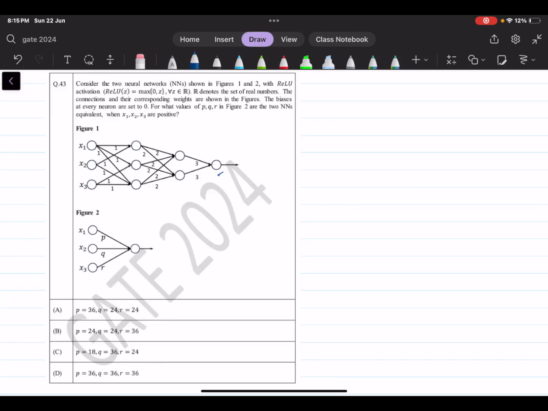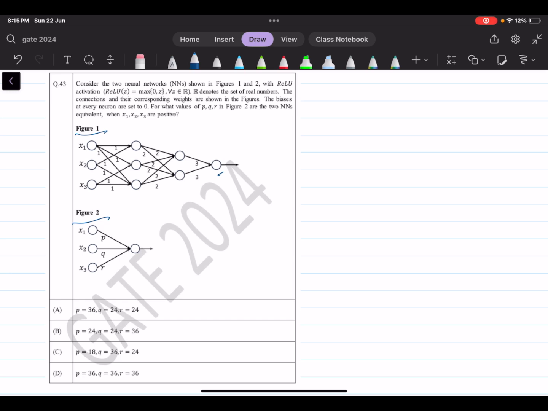Hey everyone, let's see this question. In it, we are given two neural networks. One is in figure 1 and another one is in figure 2, with ReLU activation. And ReLU is simply max of 0, comma g.